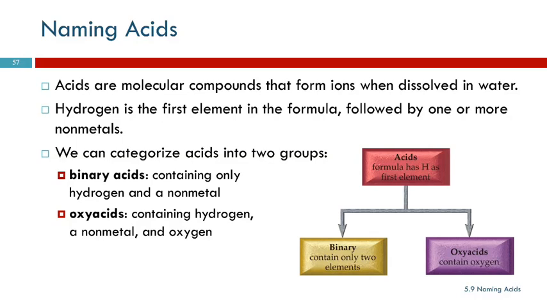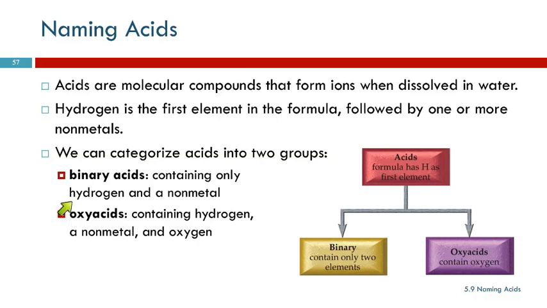How do you recognize an acid? It starts with hydrogen. So hydrogen's the first element in the formula, and then it's followed by one or more nonmetals. There's no metals in these. So we can put these into two groups, and these groups are important because the naming rules are different for each of them.